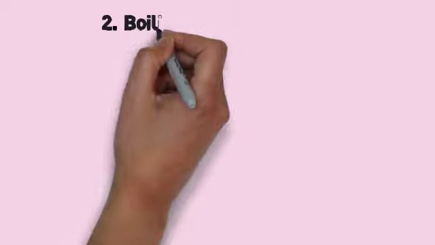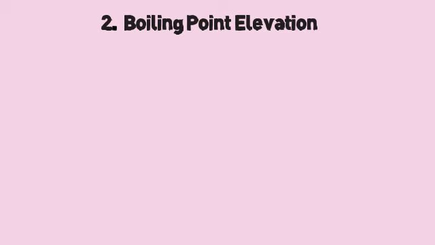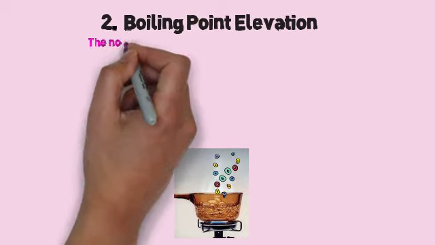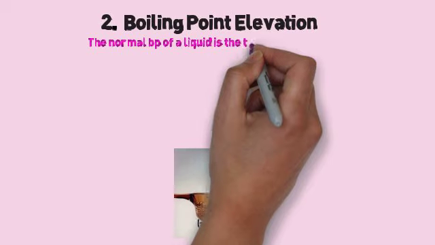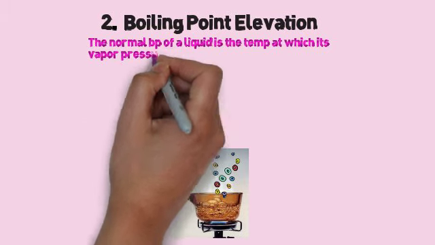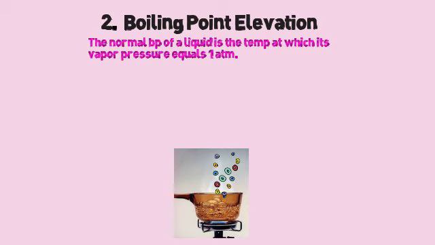So the second effect that happens when you add a solute is you get a boiling point elevation. It makes sense because you already learned that adding something to a solvent interrupts it from evaporating. Obviously, boiling point will be interrupted as well. So the normal boiling point of a liquid is the temp at which its vapor pressure equals 1 atm. Adding a solute will change that.